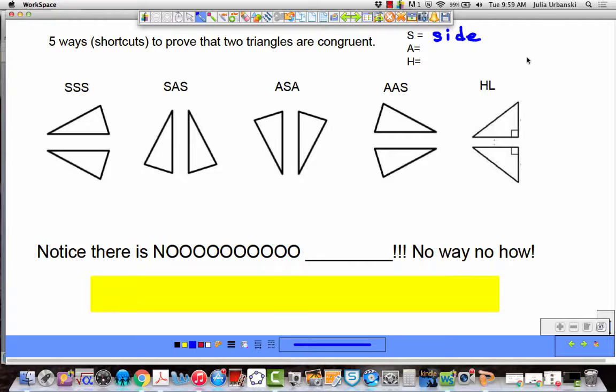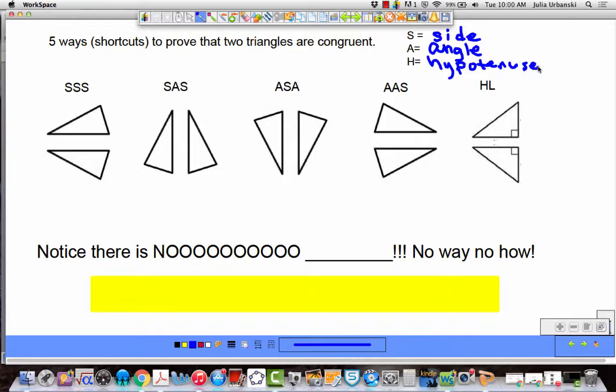What do you think that A is going to stand for? Angle. A is angle. Yes. And what do you think the H is going to stand for? Hypotenuse, not height.